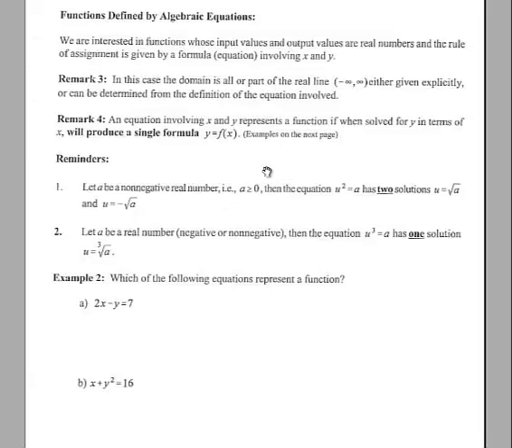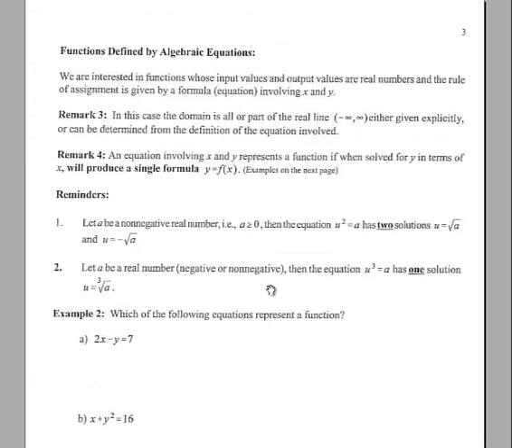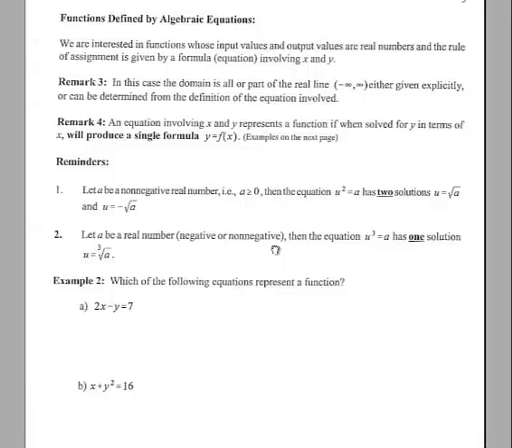So we're looking at page 3. Okay, and we've seen functions represented as sets of ordered pairs. We've seen arrow diagrams, and now we're going to talk about functions as algebraic equations. It's actually quite simple to identify some of these.